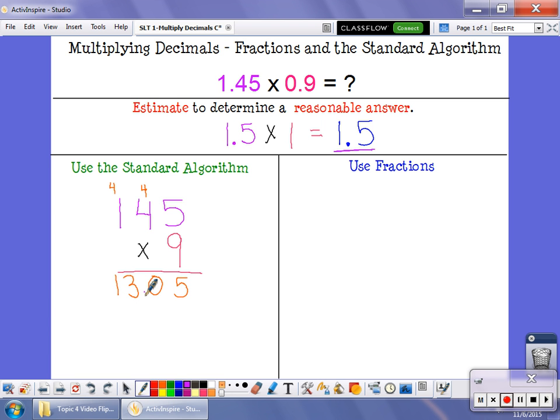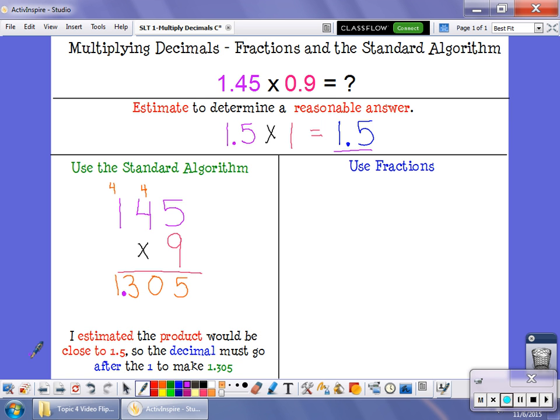So let me show you something else. If I put it here, then I have 13 wholes. That's not close to 1 1/2. If I put it here, I'm getting even further away, 130. That won't work. And over here, 1,305. So I can tell that my decimal point needs to go right here because I estimated the product would be close to 1.5, 1 1/2. So the decimal has to go after the 1.